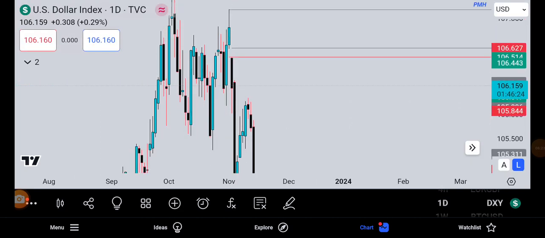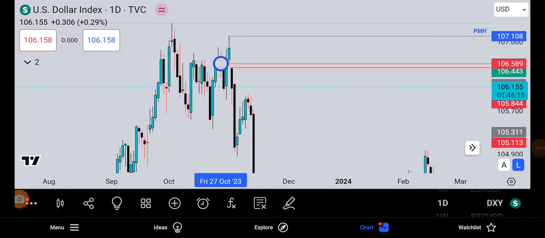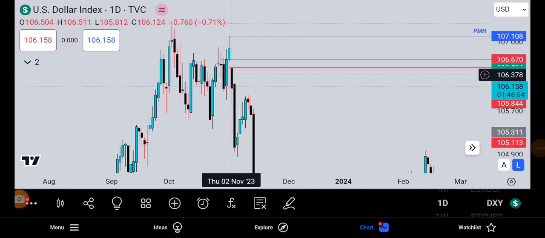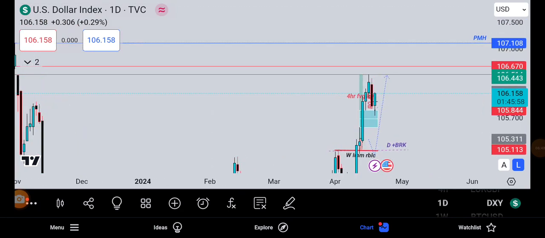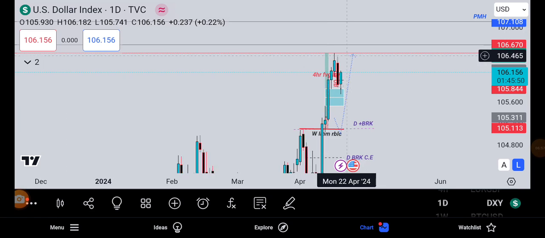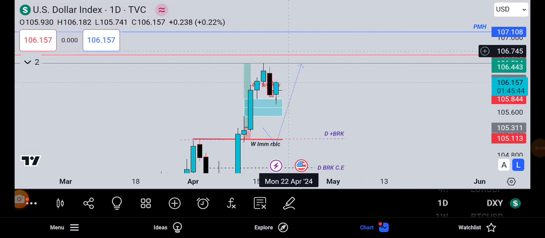remember I want to see price deliver to this volume imbalance. This is the volume imbalance I've been talking about. From the open of that candle to the open of this candle, that's the volume imbalance I want to see the market trade into. As you can see over here, I want to see the market trade into here. We had a reaction off this volume imbalance low, but we have not yet traded into it.